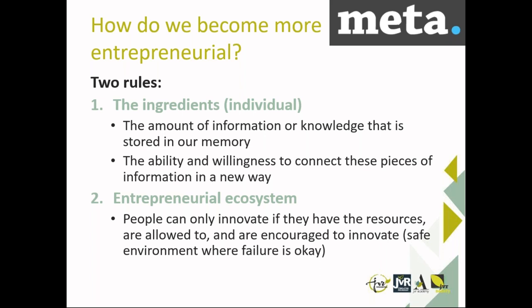The second rule is that there has to be an entrepreneurial ecosystem. It is not possible for people to innovate if they don't have the resources, if they're not allowed to do so in their actual current roles, and if they are not encouraged to innovate. They need to feel or know that it is a safe environment for them to be able to fail and learn from that failure and try again. The failure shouldn't be something that is punished, but rather something that is seen as a learning curve.